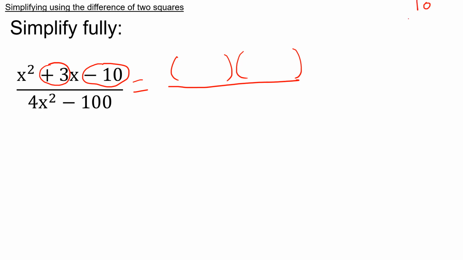If I think about the factors of 10, I have 1 times 10, 2 times 5. So to get minus 10, I could do minus 5 times plus 2. But that wouldn't quite work, because if I had minus 5 add 2, I get minus 3. So instead, I'm going to have plus 5 and minus 2, because 5 plus minus 2 gives us 3 as we want.